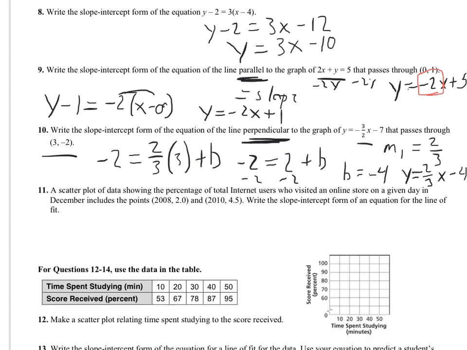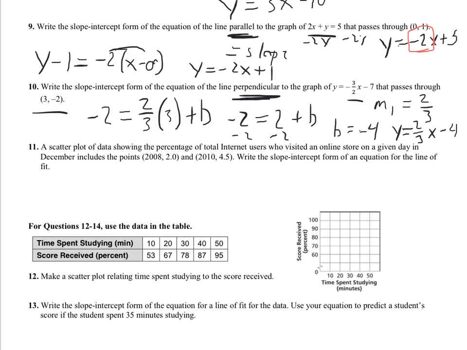And let's keep going. All right, scatter plot showing the data percentage of total internet users who visited an online store on a given day in December. Includes the point 2008, 2, and 2010, 4.5. Write the slope-intercept form of an equation for the line of fit. All right, so if we do this, let's see here. Let's go.